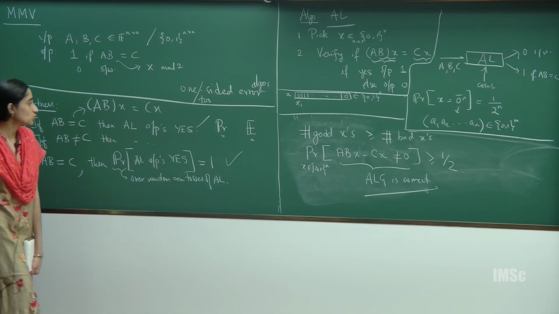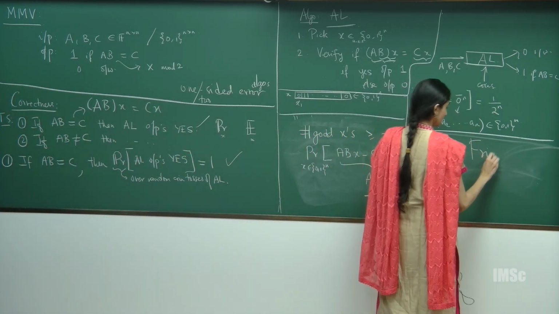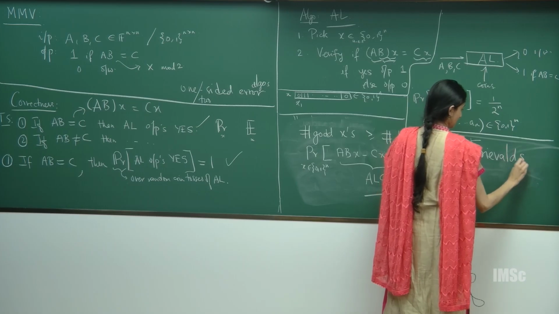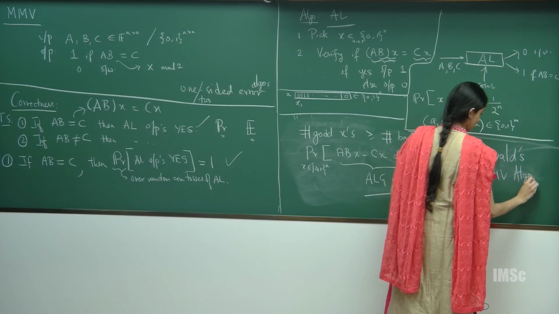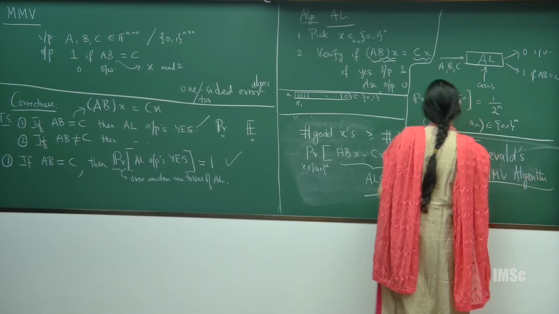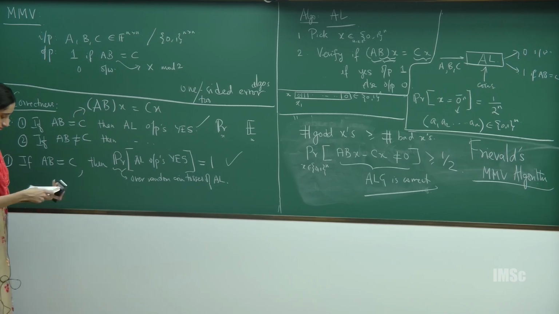Okay, so this is one. I have 15 minutes, so maybe I will do. Okay, so this algorithm is called Freivalds' matrix algorithm. That's the name of the algorithm. It's by Freivalds. I don't know from when. 70s.